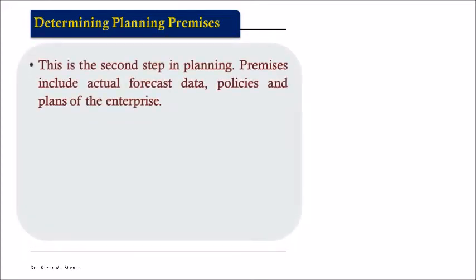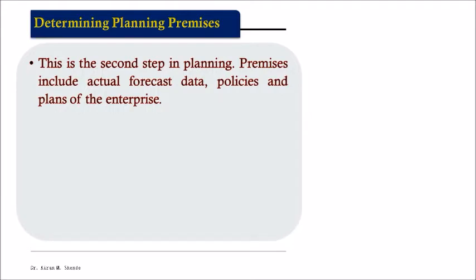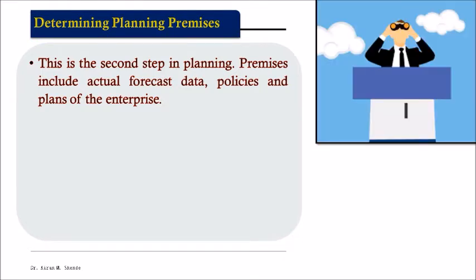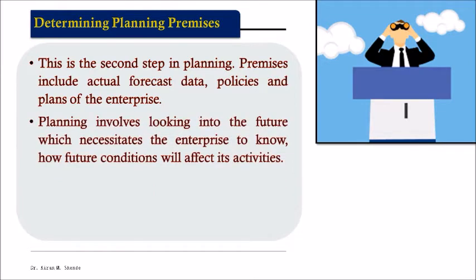Step number 2, determining planning premises. This is the second step in the planning process. Premises include actual forecast data, policies, and plans of the enterprise. So in this step we start with the actuals. Planning involves looking into the future, which necessitates the enterprise to know how future conditions will affect its activities. So it largely depends upon how you see the future.